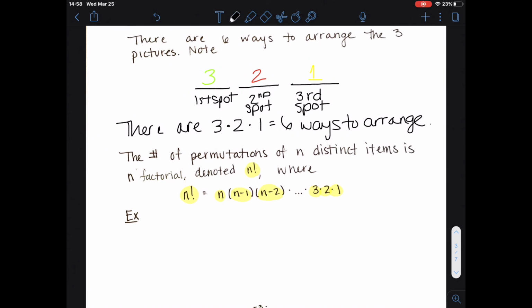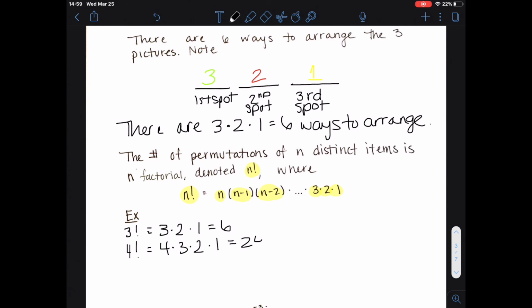Okay. So let's just look at some examples. If you have 3 factorial, that's going to be 3, the next digit down, the next digit down, and you stop at 1. So you get 3 times 2 times 1, which is 6. So 3 factorial is the number of ways you can arrange 3 objects. If you look at 4 factorial, that's 4 times 3 times 2 times 1, which is 24. Okay? So you just go all the way down.